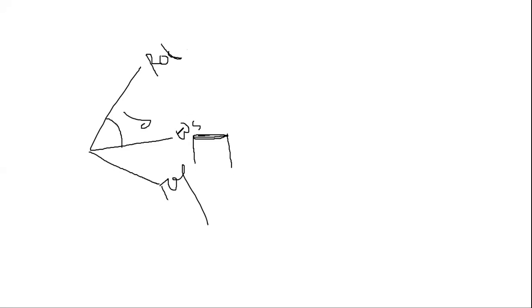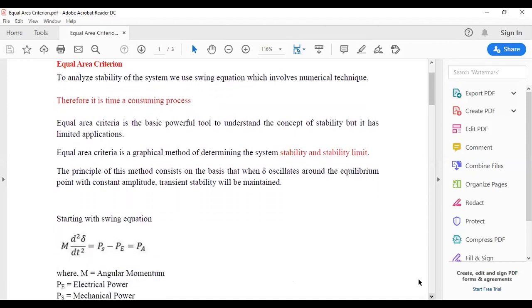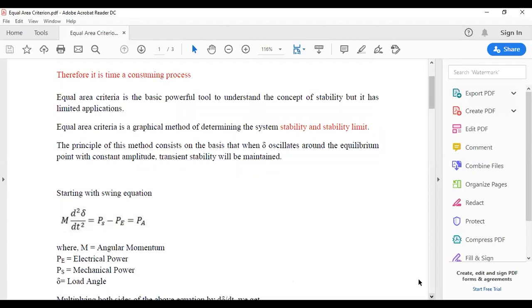This angle changes. Why? Because the reference axis rotates at synchronous speed only, but the rotor axis will change. When load changes, this line changes because the rotor speed changes, and delta changes based on that. If delta changes from 0 to 90 degrees, for example, then equilibrium can be maintained, and transient stability will also be maintained. So we'll take the swing equation to find the equilibrium criteria.